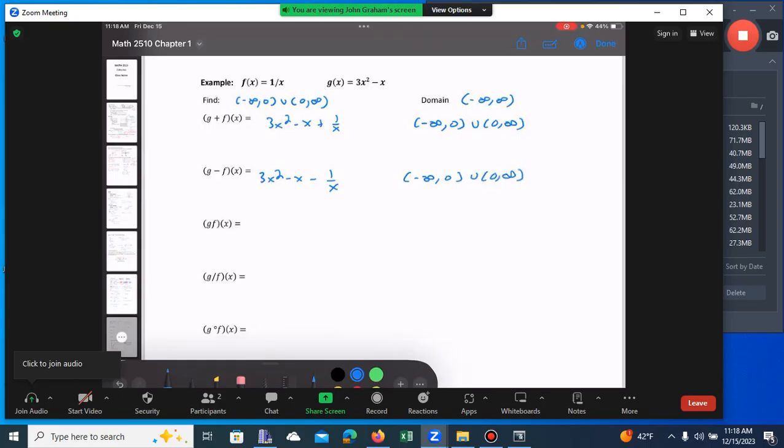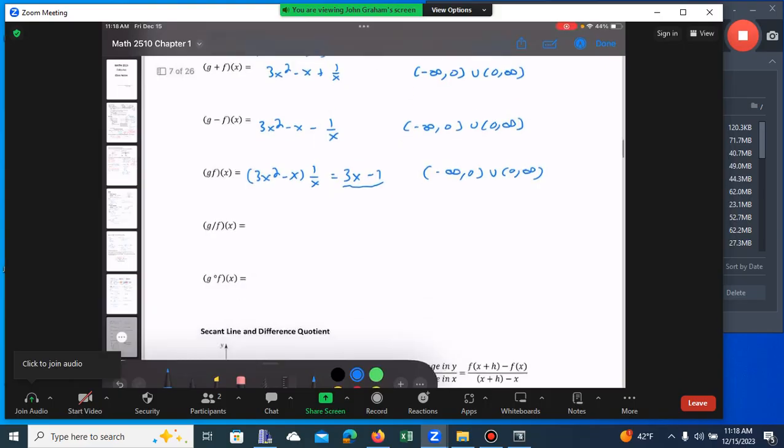For g times f, 3x squared minus x times 1 over x, that becomes 3x minus 1. The domain still has to restrict 0. In this case, we end up with a linear function. Because it came from two other functions, 0 will have a hole there. So you still have a domain restriction.